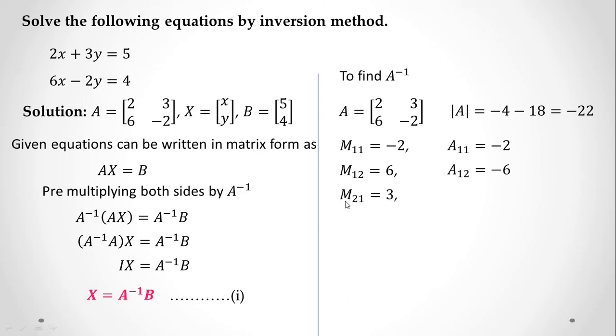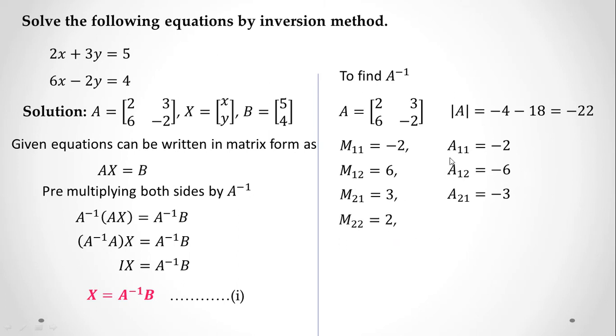Then the next one is the minor of this element, the minor of A21. After removing the row and column, we get 3. And again the cofactor will be minus 3, because 2 plus 1 is 3, an odd index. If you have an odd index, then change the sign. 3 becomes minus 3.